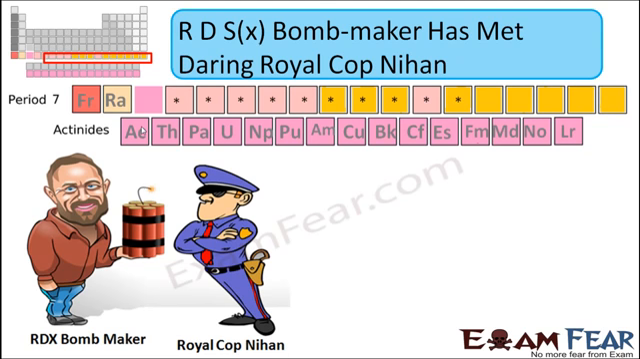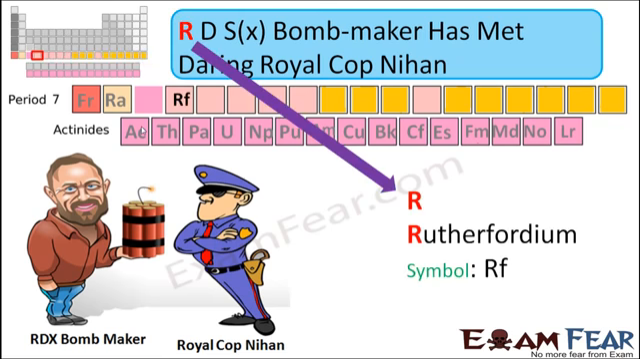So what do you see on the screen? We see an RDX bomb maker, and he has been encountered by the royal cop named Nihan. So our tip here is: RDX bomb maker has met daring royal cop Nihan.